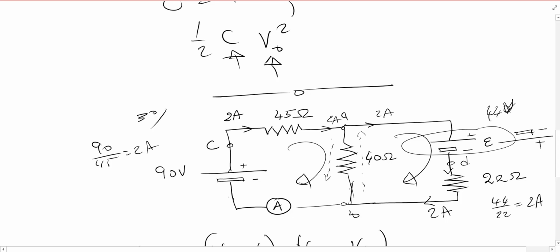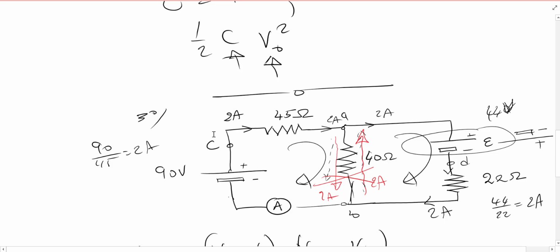In this section only, this battery of 90 volts is pushing 2 amps this way, and this battery of 44 volts is pushing a current of also 2 amps this way. Obviously the two cancel, and there is still no current. 2 amps up, 2 amps down, so there is no net current, and it's still correct. So the whole picture is correct. Both of them are pushing currents in the same clockwise direction. That's basically how we could resolve this problem.